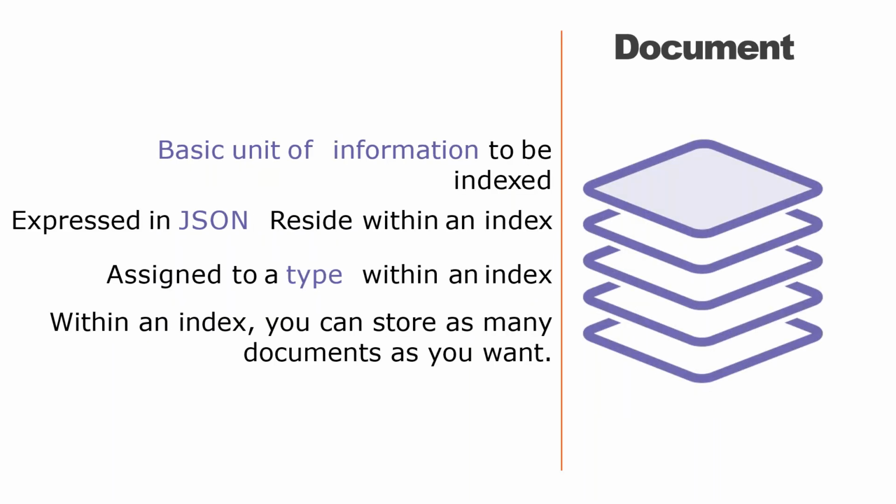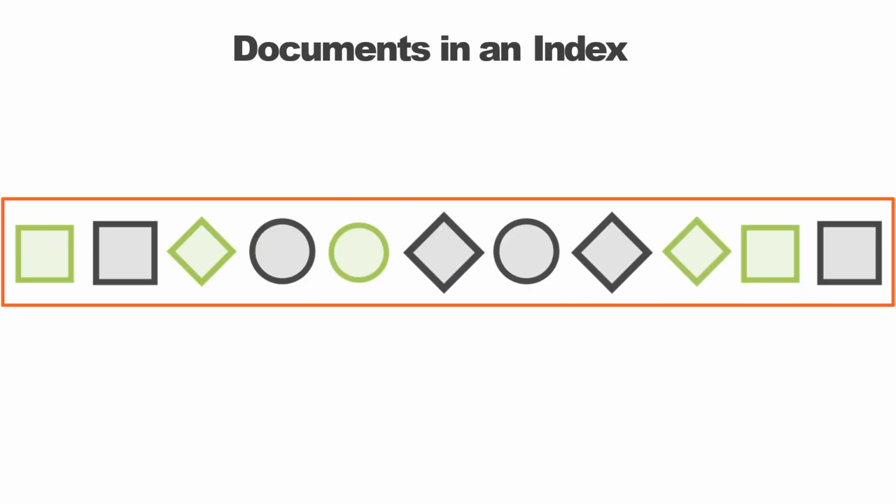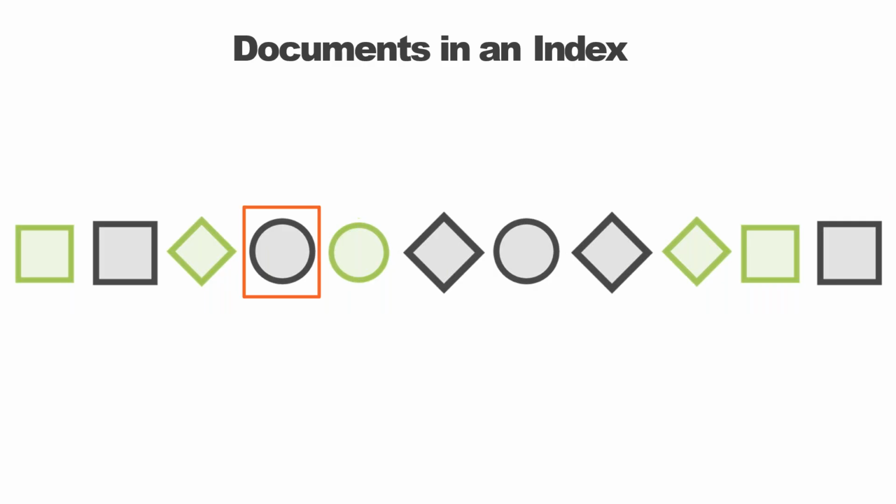Document, I think we understand: the basic unit of information to be indexed, expressed in JSON, residing within an index, assigned to a type within an index. Within an index, you can store as many documents as you want. These are the list of documents you have. You see different types of documents here, but I repeat, this slide is a little old. Multiple types of document are not allowed. Please remember, I am correcting myself. So only one type of document, with multiple documents, is in an index.